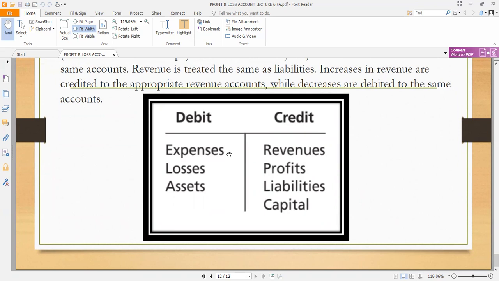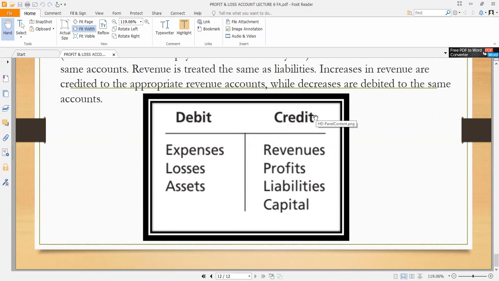Then when we talk about credit, we're talking about money coming into the business. Here we're talking about revenues. And what are those revenues? Money received from the sale of goods and services. Then we're talking about profits, liabilities, as well as capital. So that is the money coming into the business.